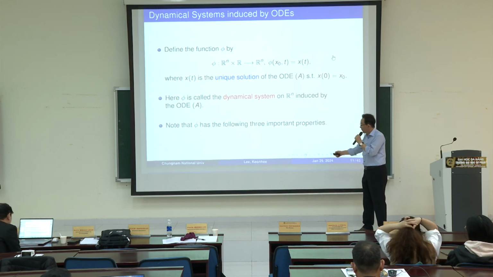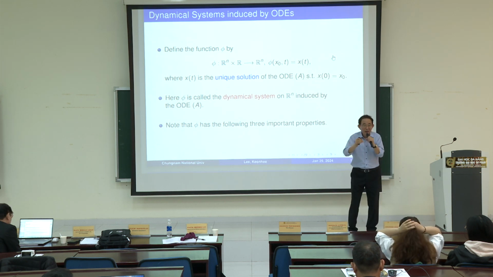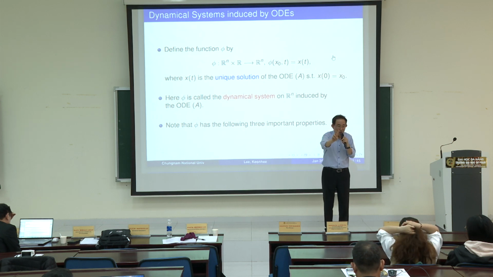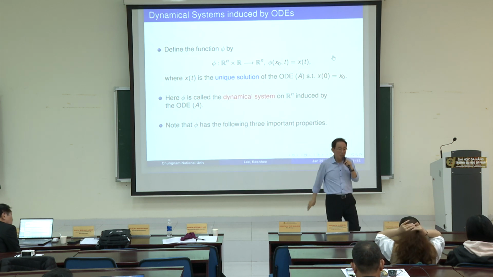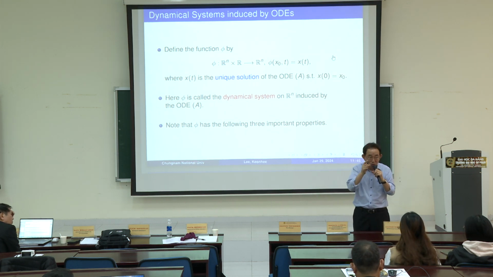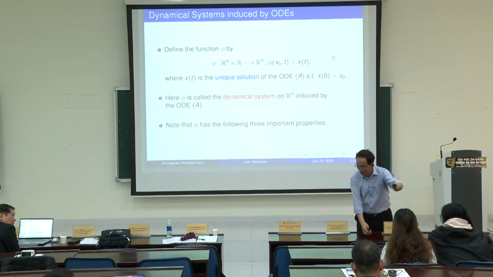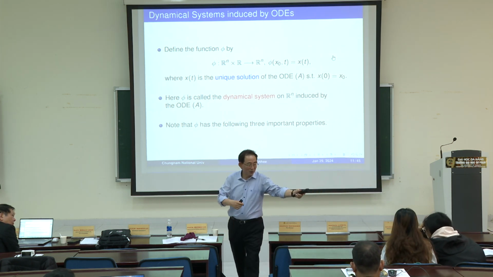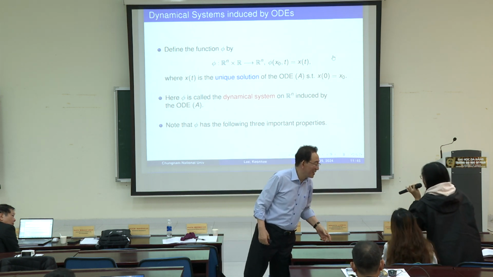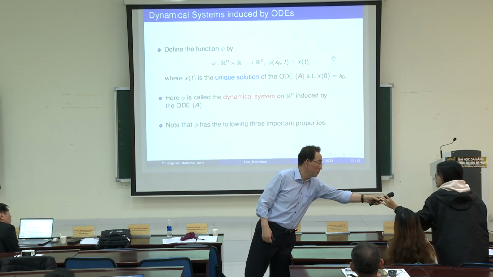Note that phi has the following important properties. What are the two words that characterize modern mathematics? Generalization and abstraction.